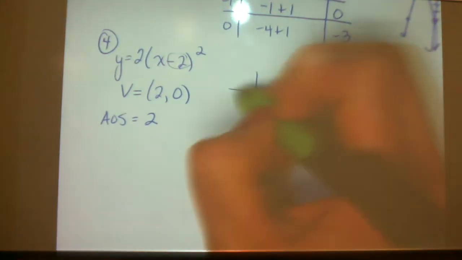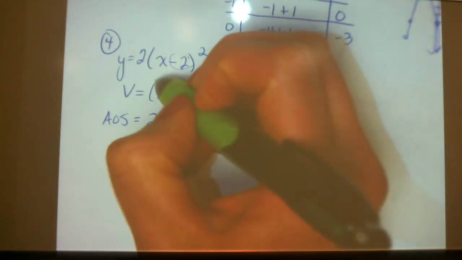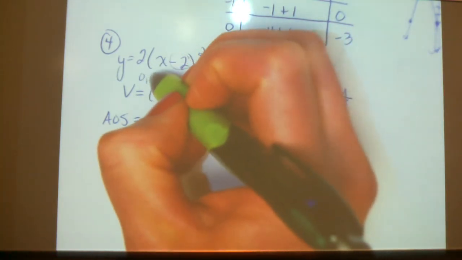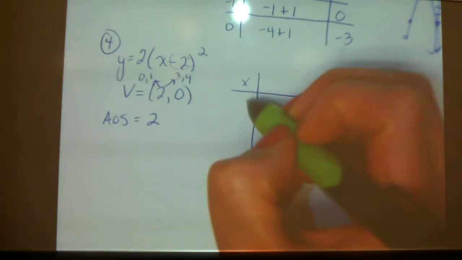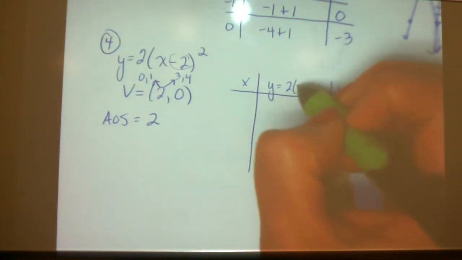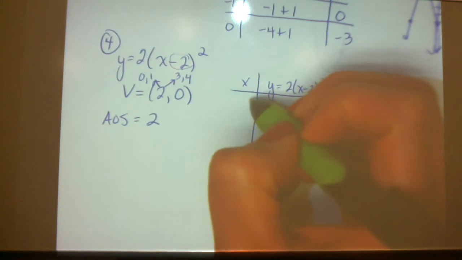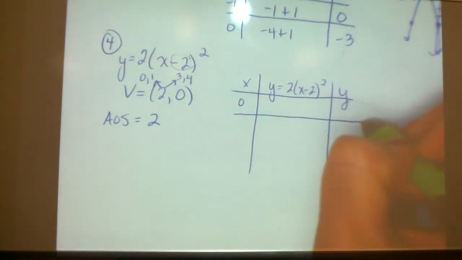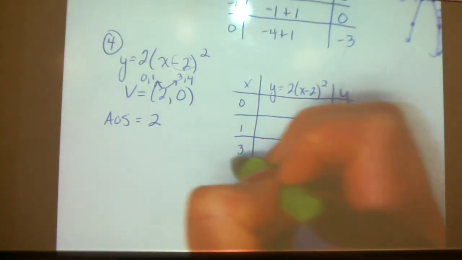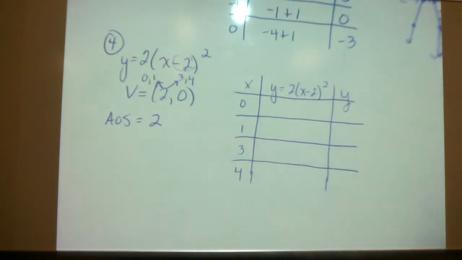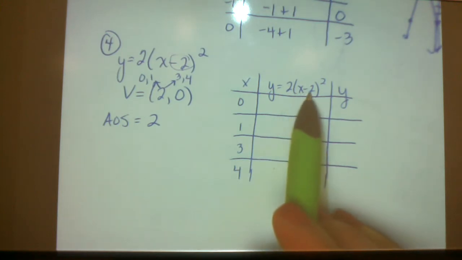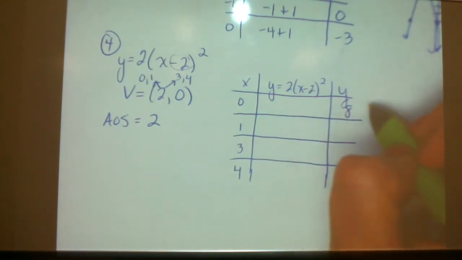So let's set up our table. I'm going to go 2 numbers before 2, which are 0 and 1, 2 numbers after, which is 3 and 4. But let's finish writing this down. So I've got 0, 1, 3, and 4. Let's do the work. 0 minus 2 is negative 2. Negative 2 squared is 4. I really don't even need to do any work here. I can do this all at once. 0 minus 2 is negative 2. Negative 2 squared is 4. 4 times 2, that's giving us 8.